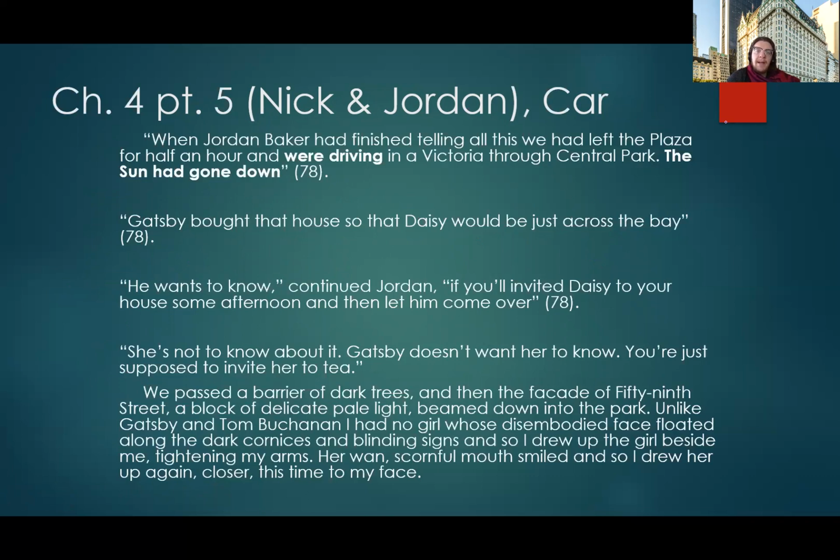We learned a couple facts. Gatsby bought that house so that Daisy would be just across the bay. So that explains why his house is located where it is and the green light that he was reaching toward. He wants to know, continued Jordan, if you'll invite Daisy to your house some afternoon and then let him come over. We are setting up events for the next chapter. She's not to know about it. Gatsby doesn't want her to know. You're just supposed to invite her for tea. We have the plan. And the last paragraph.